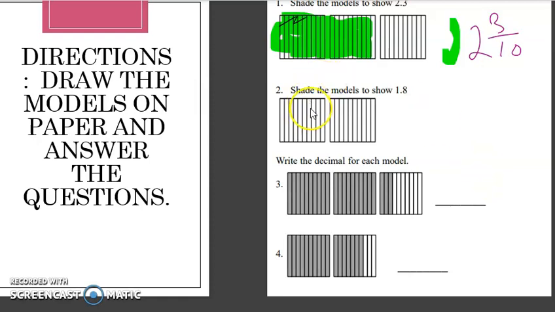Okay, so you need to shade the models, which means you need to draw them in your notebook or on your paper, to show 1 8/10. And then you're going to write the decimal for each one of these models. Pause the video, and we will check your answers when we meet.